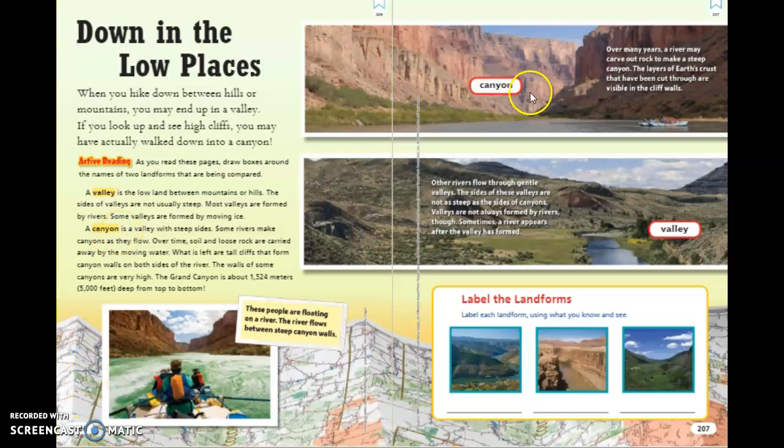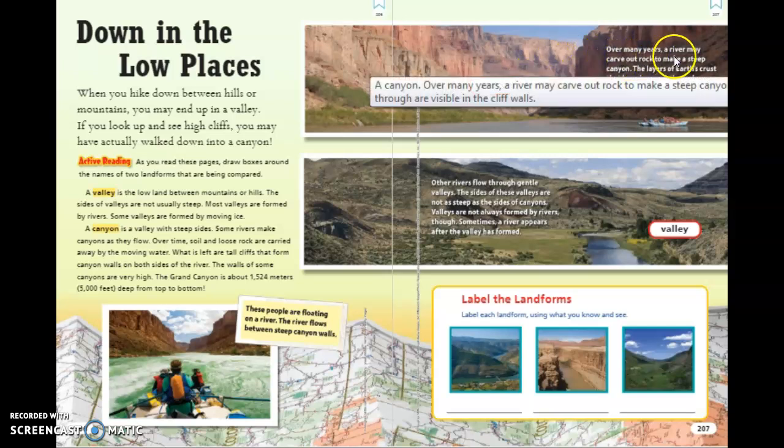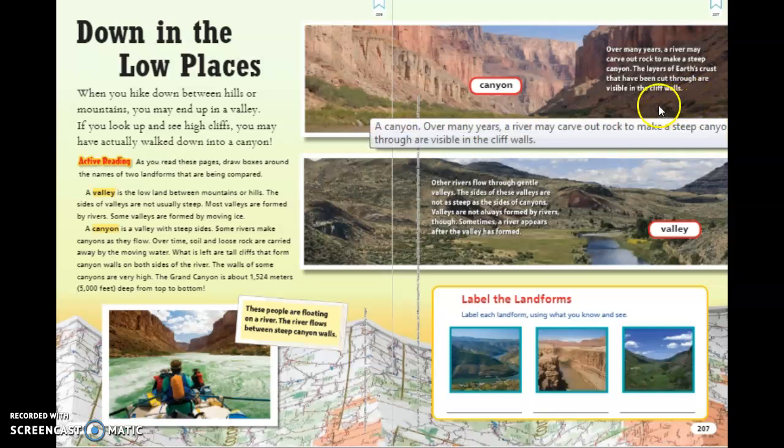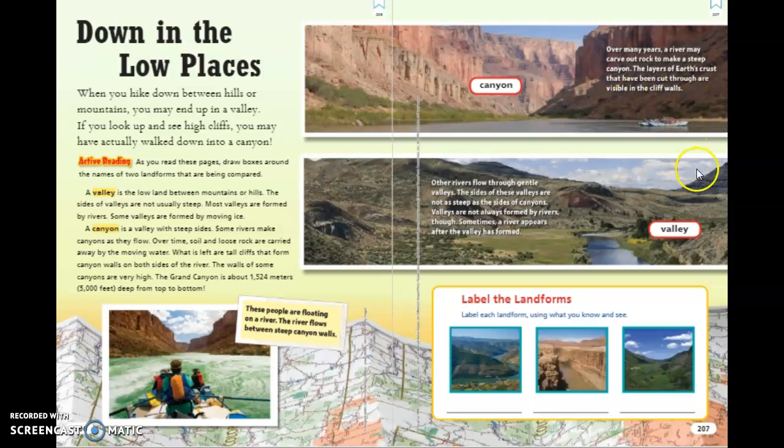Now we're on page 207. The top picture is showing you a picture of a canyon. Over many years, a river may carve out rock to make a steep canyon. The layers of Earth's crust that have been cut through are visible in the cliff walls.